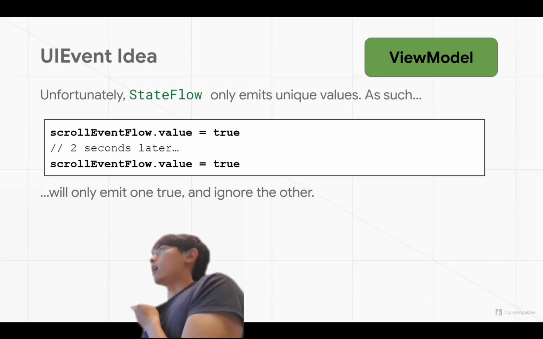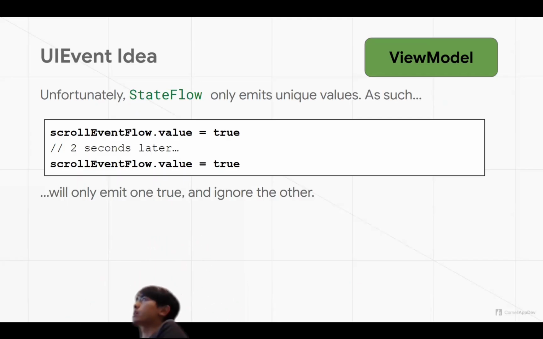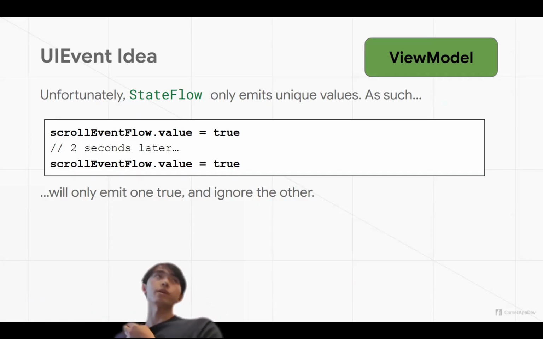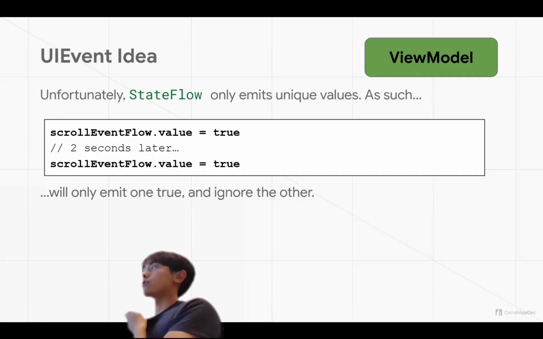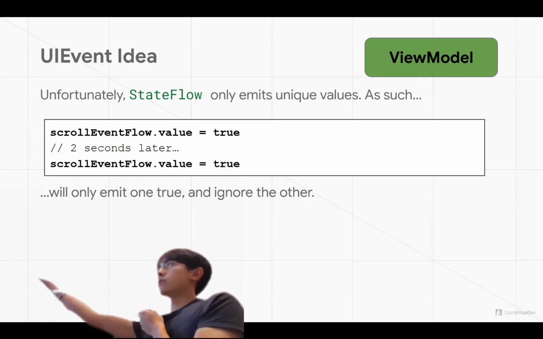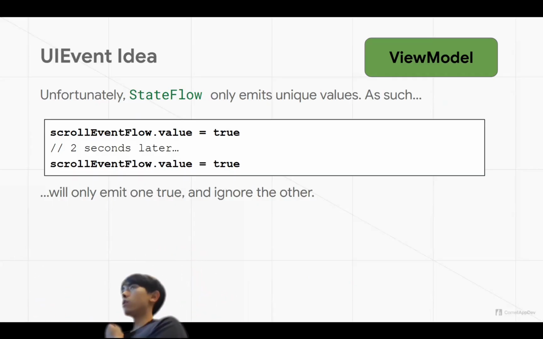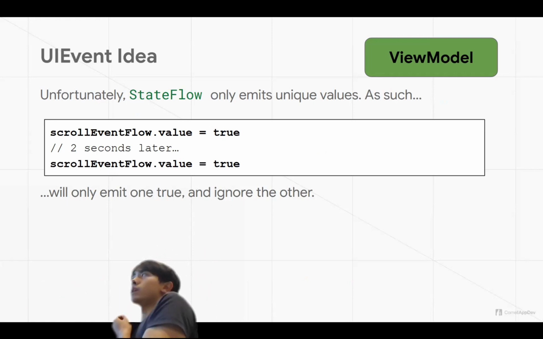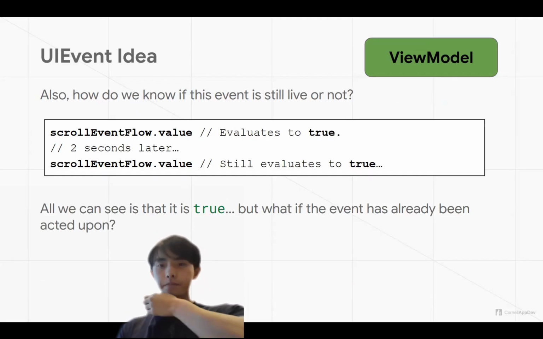Well, one way this would be wrong is that if you did dot value equals true, and then 2 seconds later you press the button again and cause dot value true to happen again, the value is the exact same, so the flow won't actually change or emit any value. It'll emit the first true and then ignore the other. So if you made your UI cause a scroll to the top, the first one will cause a scroll to the top, but the second one will just be ignored. It won't fire any flow event.